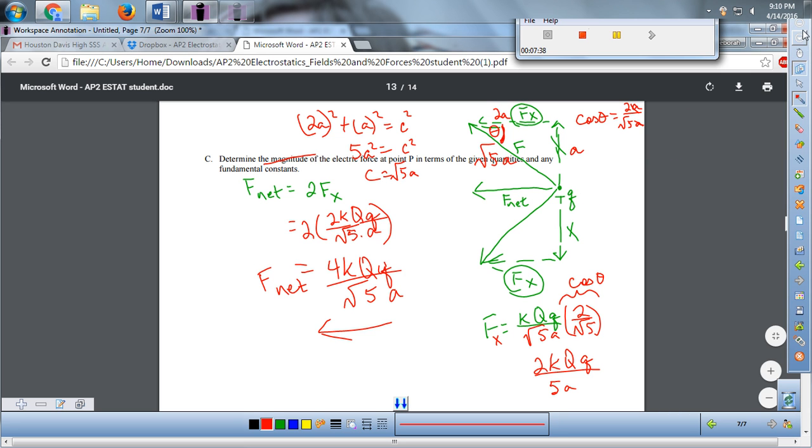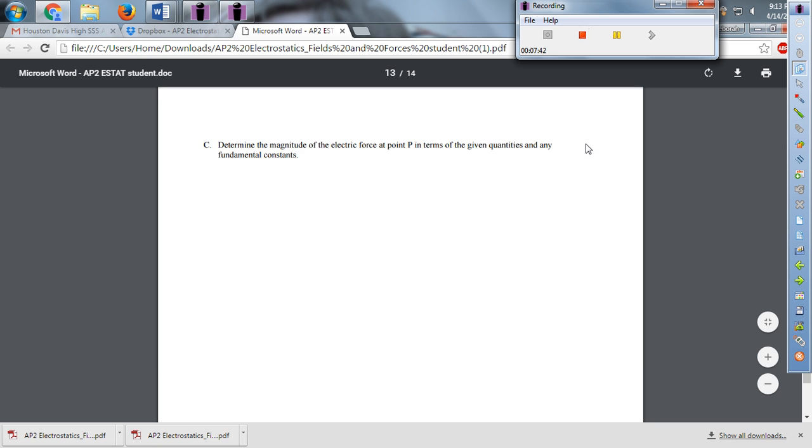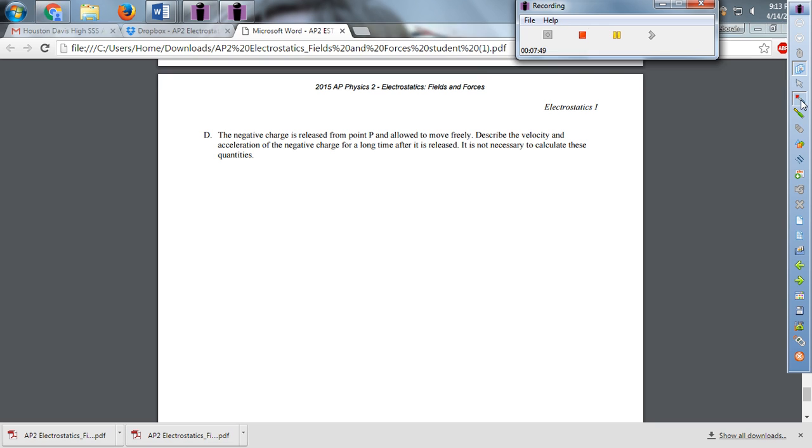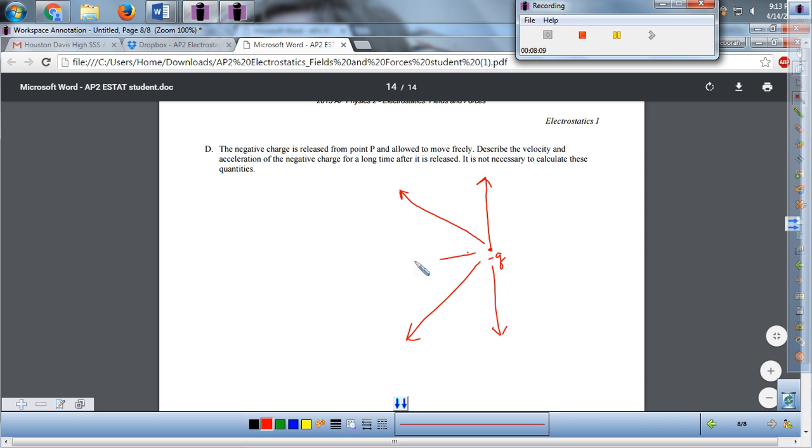So let me get rid of all that fun stuff, and then I'm going to go to the mouse and scroll down to part B, which is right there. Alright. So it says the negative charge is released from point P and allowed to move freely. So here's point P, and there's my negative Q. Alright, and we said that there was a force like that and a force like that, but that the components here and here canceled, so it really experiences a force here. So what's going to happen is it's going to accelerate toward the origin. So the negative Q will accelerate.